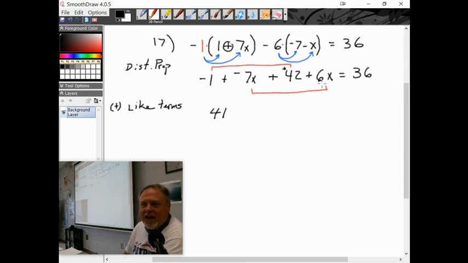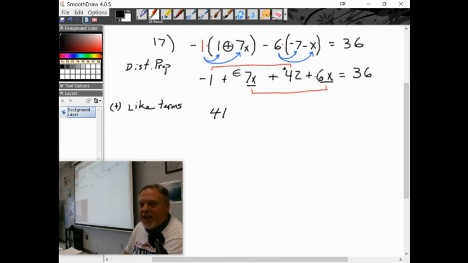All right, now let's add up our like terms of our variables. Let's add up our negative 7x and our positive 6x, okay? So just for a moment, let's look at the coefficients. I have a negative 7 and a positive 6. That's a number war, who's got more? Well, the negatives in this case have more.